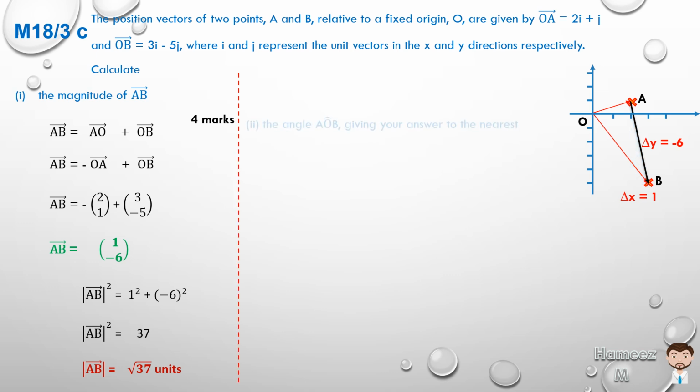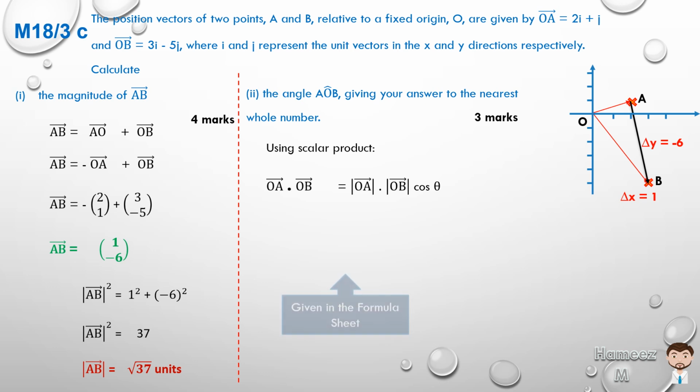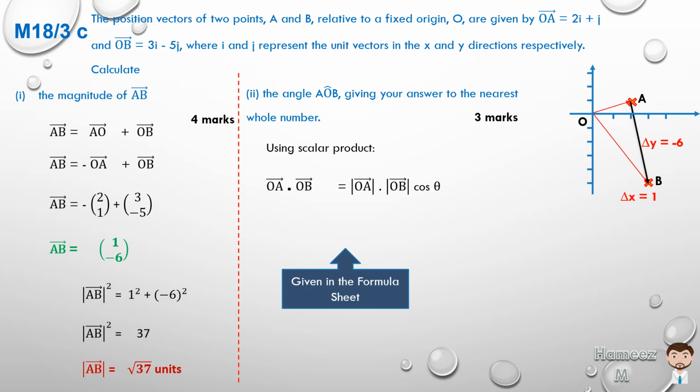Calculate, part 2, the angle AOB, giving your answer to the nearest whole number. So using scalar product, OA dot OB is equal to mod OA times mod OB cos theta. This is given in the formula sheet. And let's recall, mod OA means the length of OA, times the length of OB. And let's work that out. So let's look at OA.